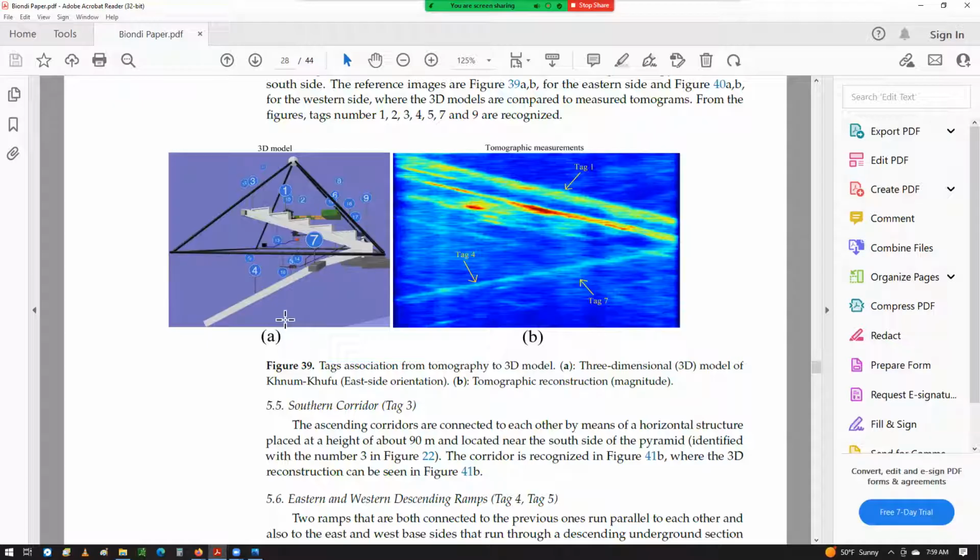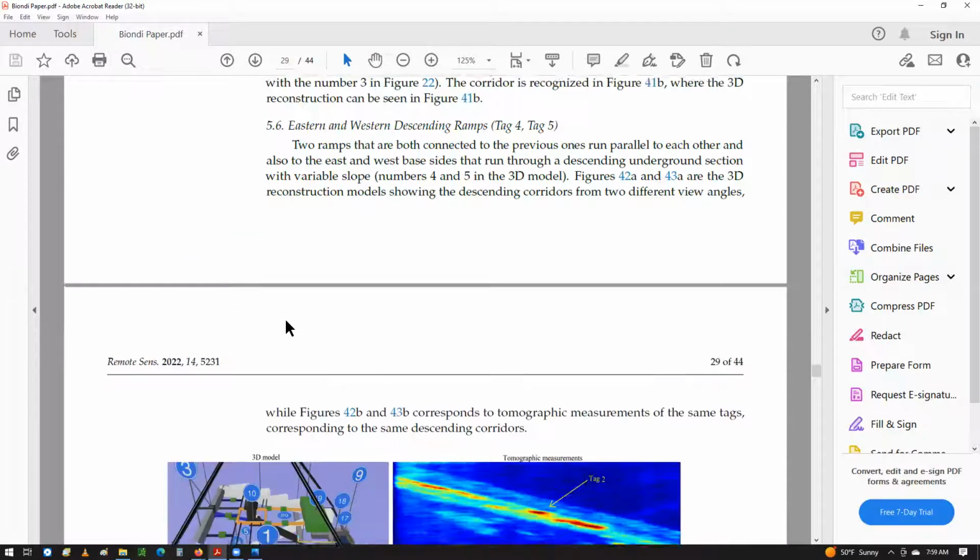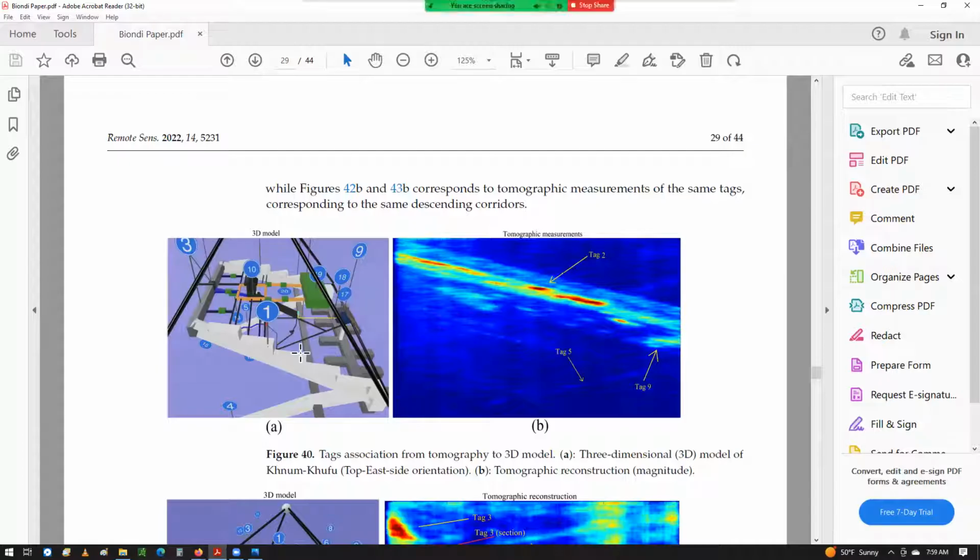They found 20 new structures. It's an amazing, absolutely amazing discovery if this is for real. And in order to view all of these things, they produce all these different angles. They rotated their model, and then they double-check it versus their tomographic measurements. So for example, here tag 2, that's that big ramp. I'm just going to call it a ramp.